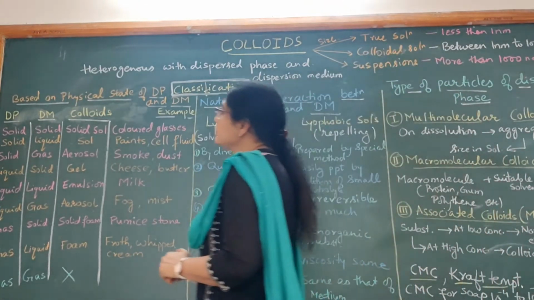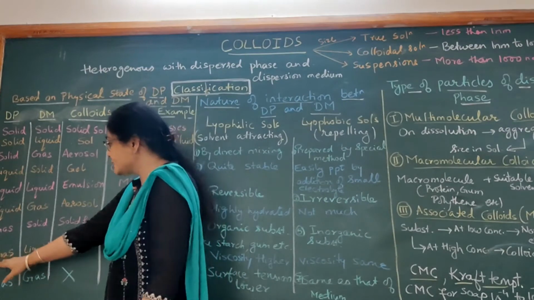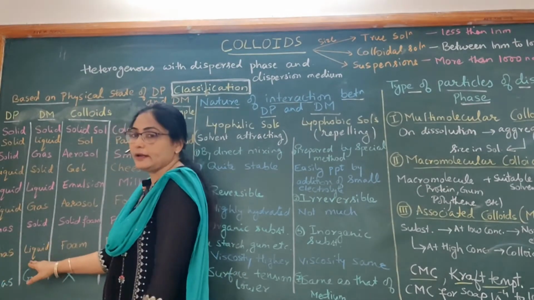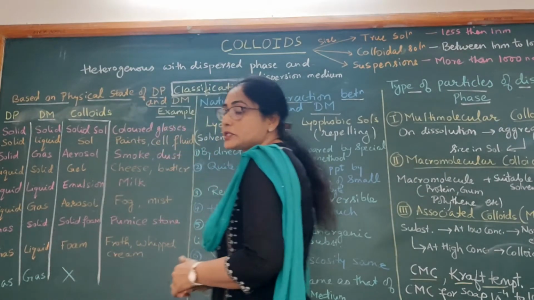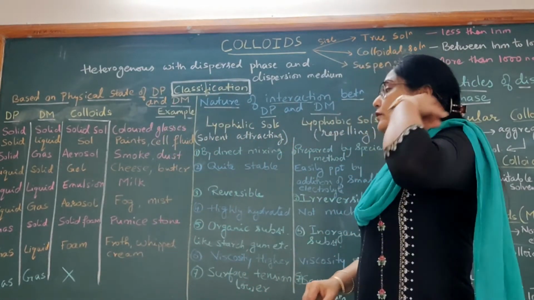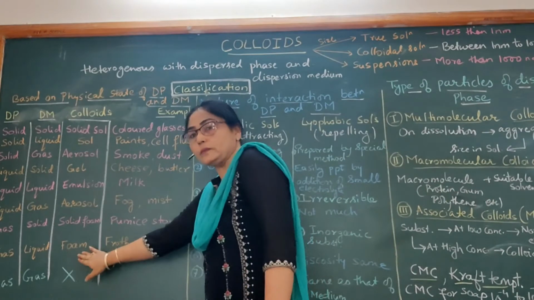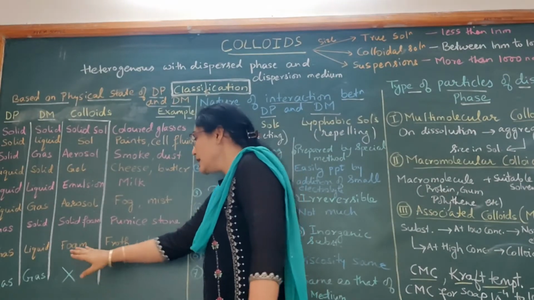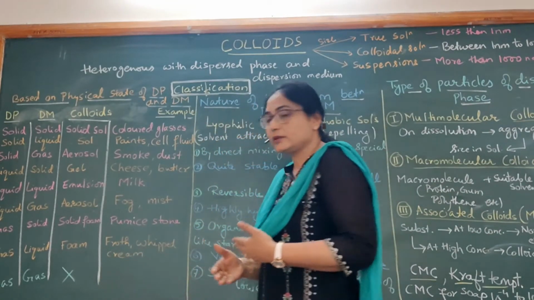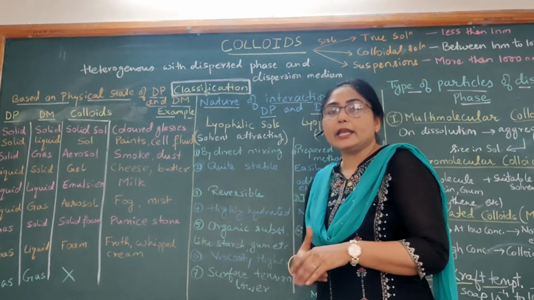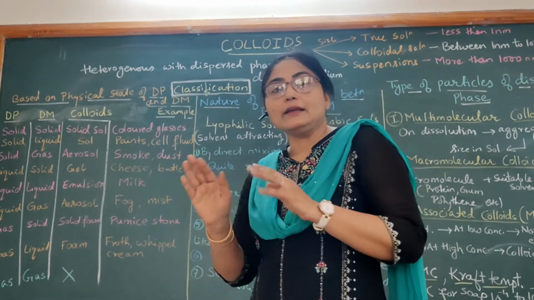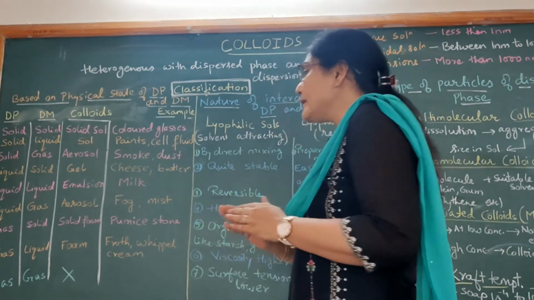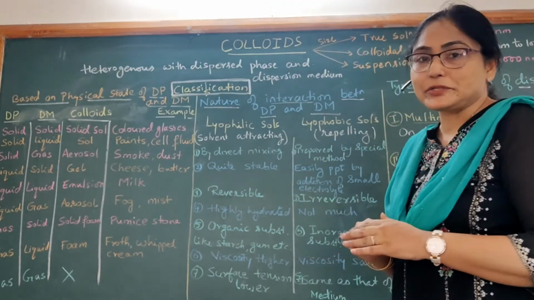Now the last type of colloid is gas and liquid. Gas is your dispersed phase and liquid is your dispersion medium. This type of colloids are known as foam. Examples are froth, whipped cream, and soap solutions, all the froth. These are known as foam colloids.